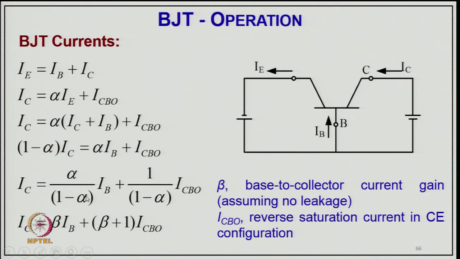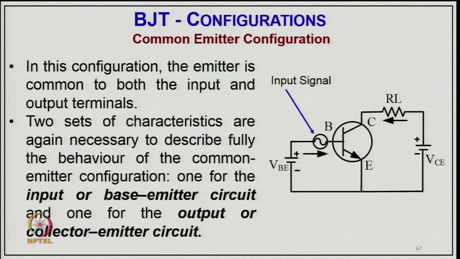So, beta is considered a large current gain. Beta is the base-to-collector current gain assuming no leakage current, and ICBO is the reverse saturation current in this configuration. Now coming to another configuration, which is called the common emitter configuration.